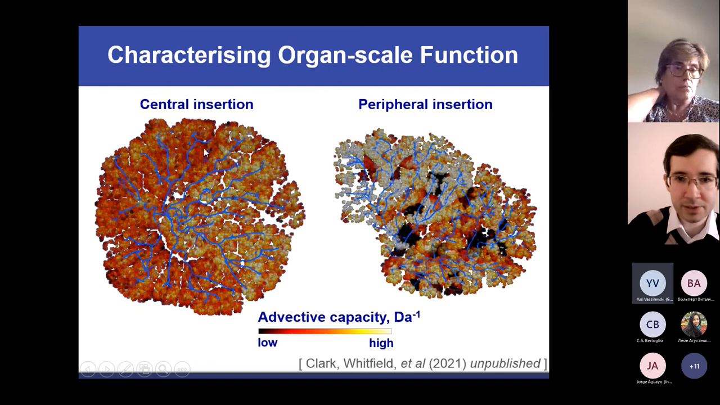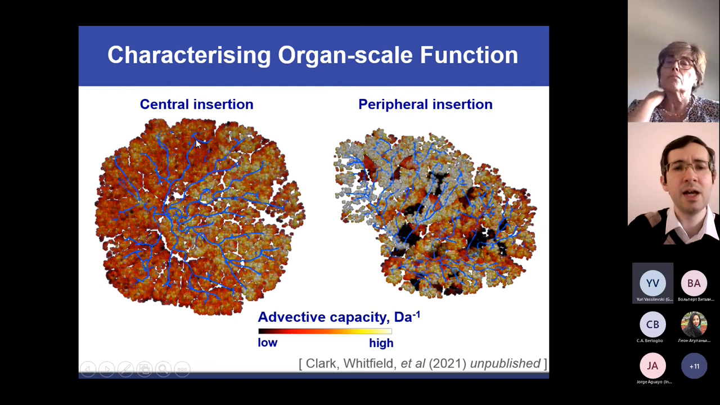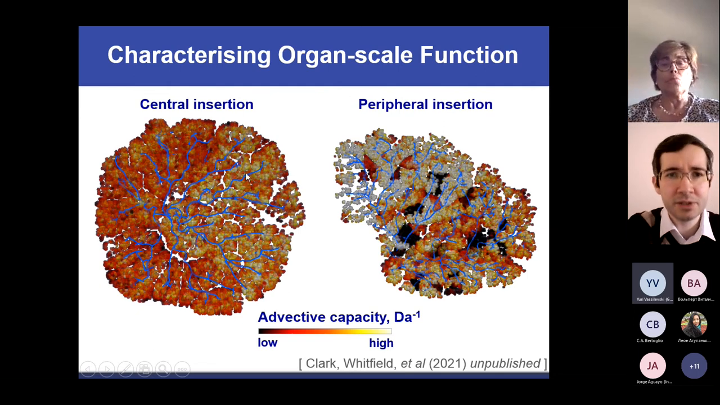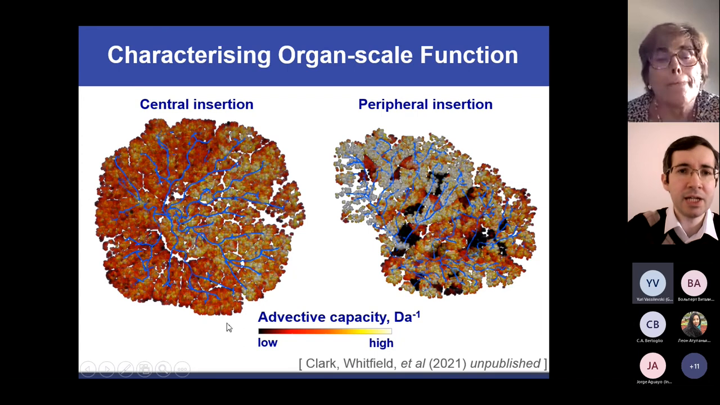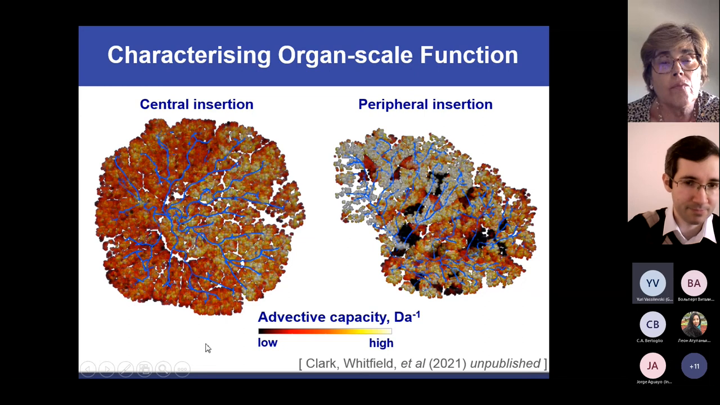And that's work in progress, which is just ongoing with our collaborators in Auckland. And you can see two placentas, which both result in a healthy pregnancy, but they look very different, one with the central insertion of the cord and another with the more peripheral side insertion, and the blue is the larger vessels of the fetus. And the colors represent the different advective capacity parameter estimated for oxygen using our reduced model.